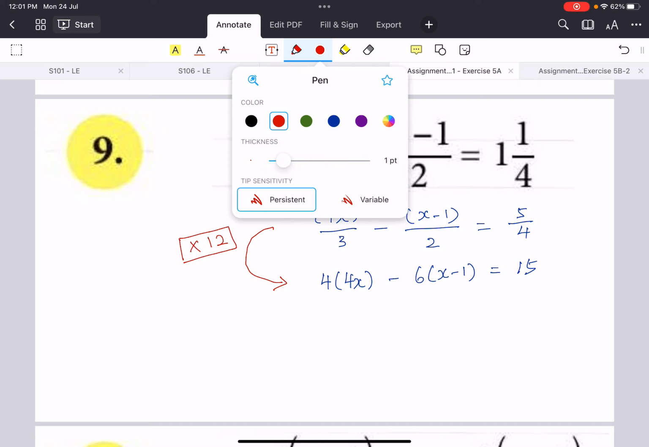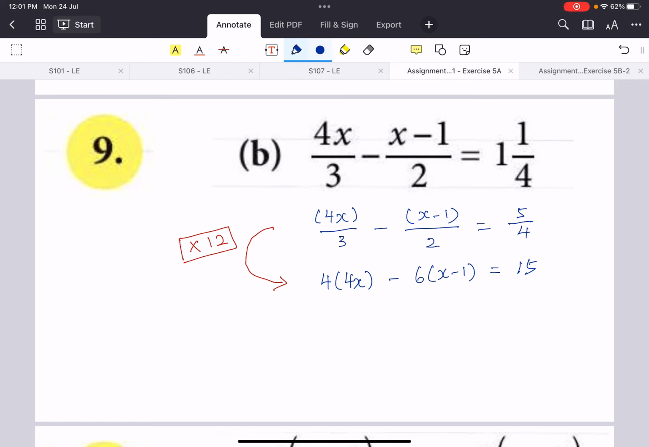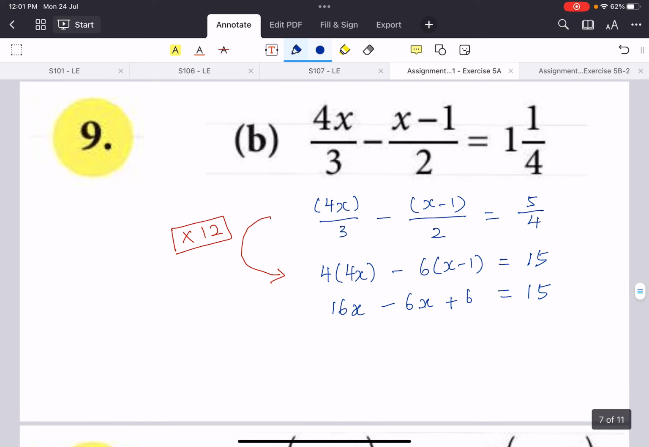Okay, so continuing, I have 16x minus 6x minus 6 plus 6, sorry. Why plus 6? Because we have negative 6 here multiplied by negative 1, so that gives us positive 6, equals 15. Simplify this. I have 10x on the left side, and on the right side, I subtract 6, I get 9. So divide by 10 on both sides, x is 9 over 10. Successful, right? So next question.